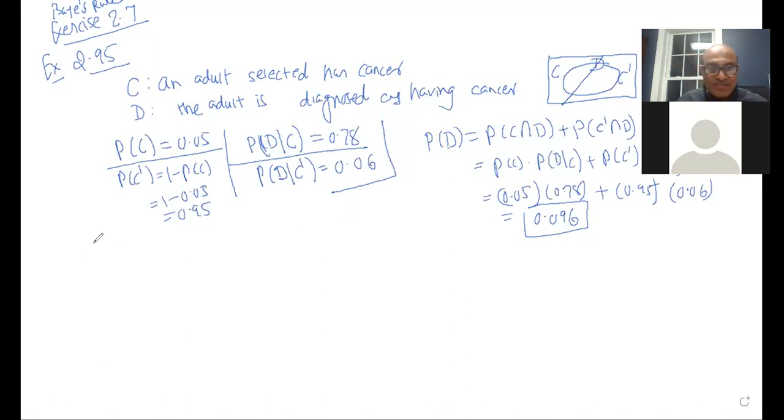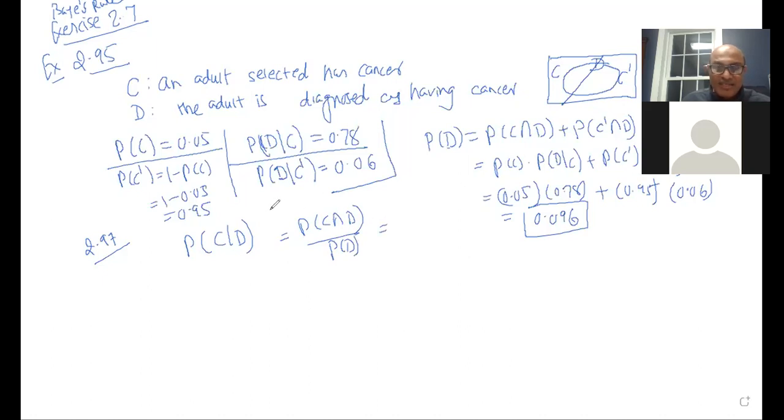Now I would like to consider example 2.97. And 2.97 says, what is the probability that a person diagnosed as having a cancer actually has a cancer? Person is already diagnosed as having the cancer, actually has a cancer. That is this one. That is equal to probability of C intersection D divided by probability of D.